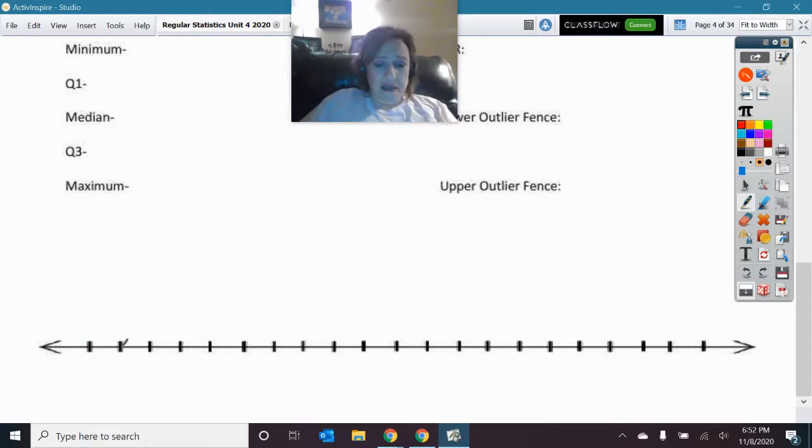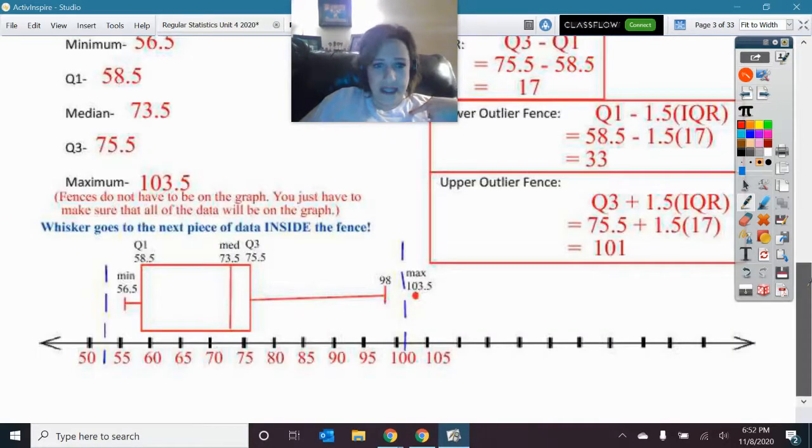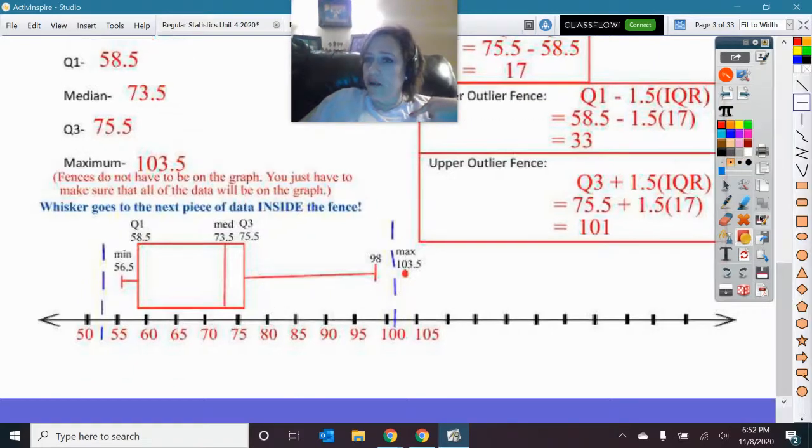Since my minimum is 56.5, I think I'm going to start at 55 down here, and I'm just going to go by fives: 55, 60, 65, 70, 75, 80. Let me look at my key and see if I decided to go by something smaller. Nope, I just did that. Oh, I started at 50, 55, 60, 65, 70, and so on. Okay, so get your numbers on there.